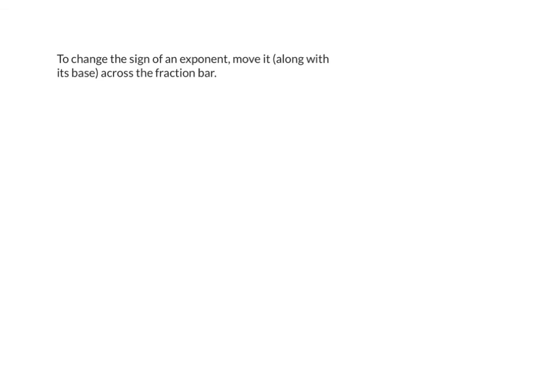All right, another property of exponents. To change the sign of an exponent, move it along with its base across the fraction bar. I believe I gave an example of this before. Let's suppose I have x to the negative third. If you want to change the negative exponent to a positive exponent, we're going to move it across the fraction bar, so it becomes 1 over x to the third.